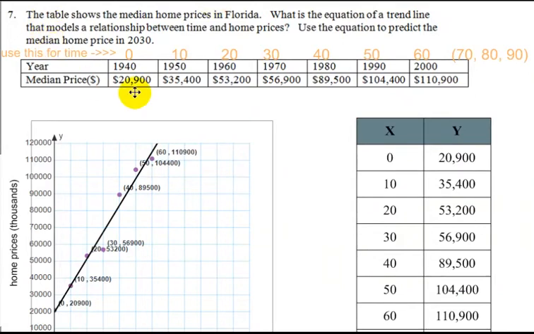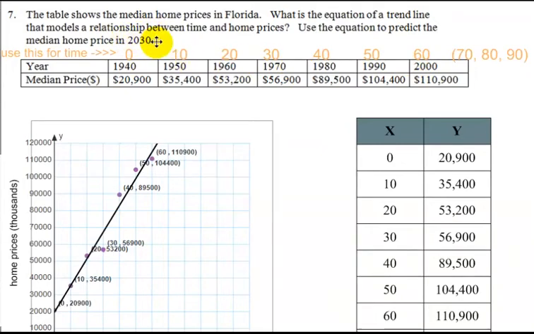Number 7 says, the table shows the median home prices in Florida. What is the equation of a trend line that models a relationship between time and home prices? So that's the first part, to find the equation of a trend line. We have to get a trend line first, modeling that relationship. Then we need to use that equation to predict the median home price in 2030. I've added this orange line right here that says use this for time. When you look at what they gave us, year and median prices, they gave us 1940, 50, 60, 70, 80, 90, and 2000.